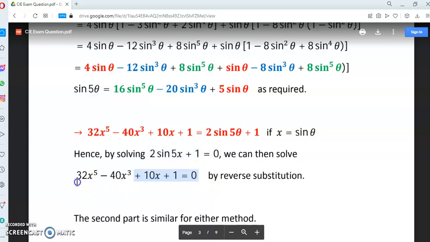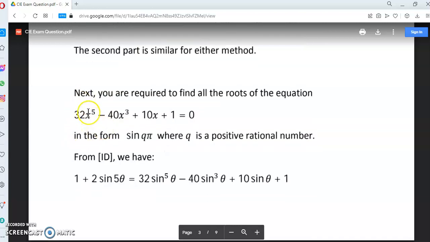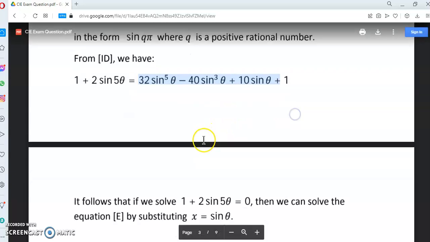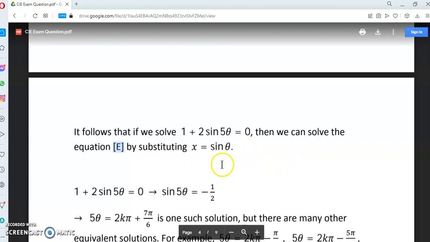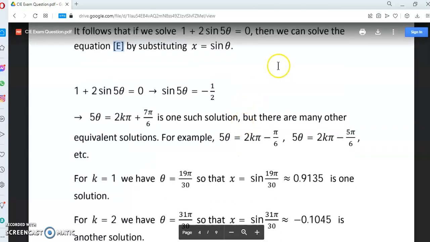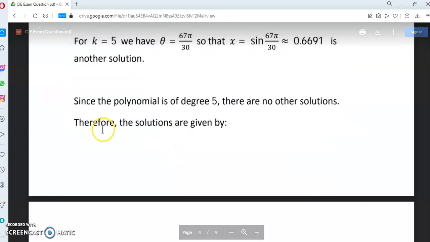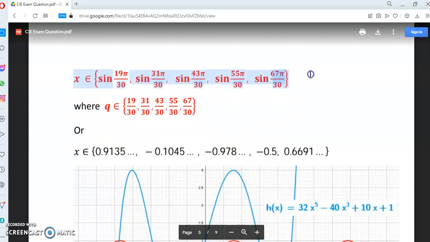And then we can solve this by reverse substitution, okay? So the second part is similar for either method to find the roots of all this. So what we do is we write it out as the trigonometric identity, which you see on the side here. And if we solve for this, we can solve the equation by substituting x is equal to sine theta because they look exactly alike. And so when you do that, you come up with all these solutions, okay? So the polynomial of degree 5 has no other solutions, and they're given by this listing here, okay? 1, 2, 3, 4, 5.